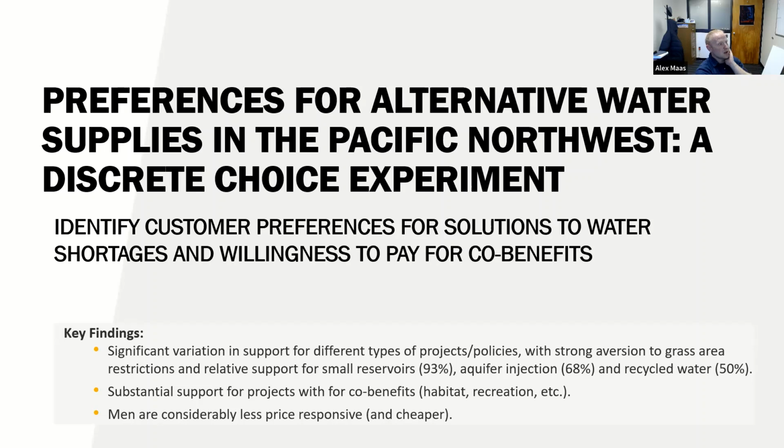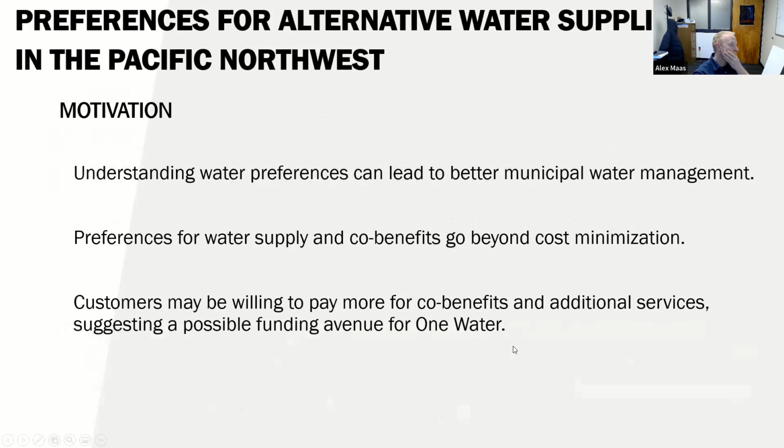So we wanted to know what are preferences for supply alternatives, and how much are people actually interested in providing co-benefits when we're going to do these type of infrastructure investments. So obviously understanding what people prefer can lead to better management decisions, and then understanding how projects generally, in this case it's a water supply project, but how projects generally can be associated with co-benefits, and sort of what the strength of the relationship is there from a consumer perspective.